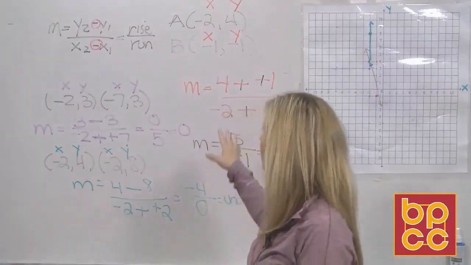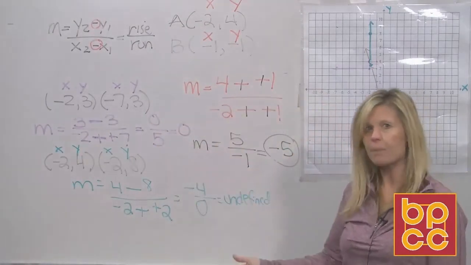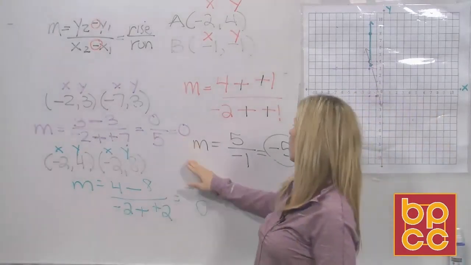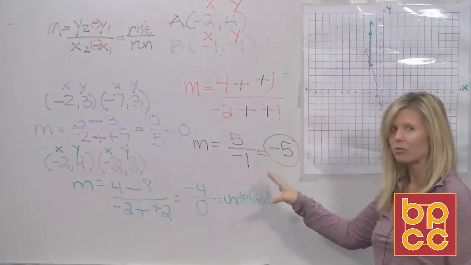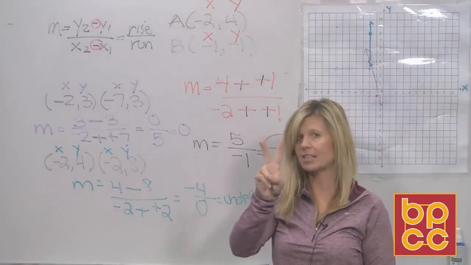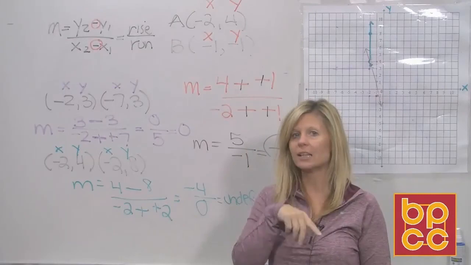So that is why when we do our slope formula, we can get the possibility of 4 things. A positive number, a negative number, 0, or undefined. And that directly relates to the picture. So now we've talked about the 2 ways to find slope. We have one more way. Let's go back to the notes.